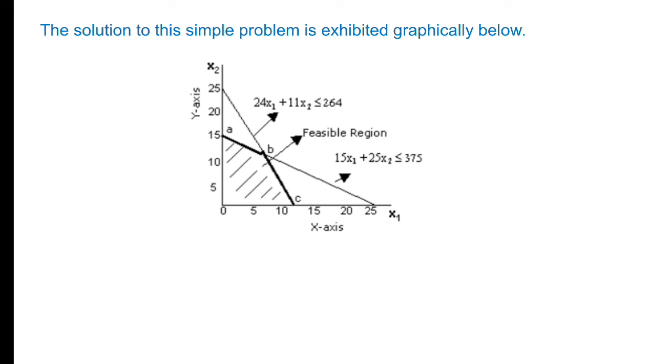See that there are two lines. One is 0 comma 15, another one is 25 comma 0, then the third one is 0 comma 24, and another one is 11 comma 0. So we have found it. The shaded part is the feasible region O, A, B, C.